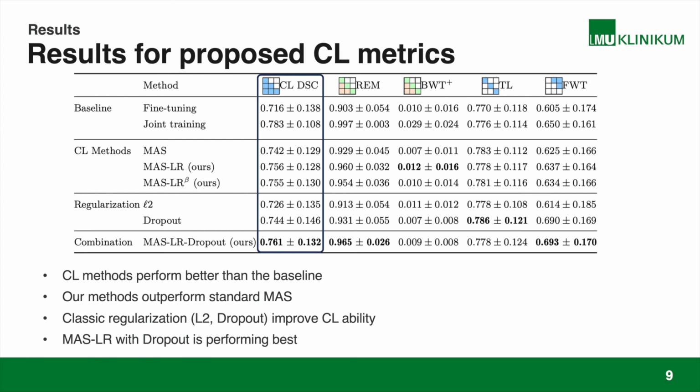In this table, we show the results of the baseline, naive fine-tuning, which can be considered a lower bound, and joint training of the network on a combined dataset, which is the upper bound for remembering and positive backward transfer. We can see that all continual learning methods outperform the fine-tuning baseline, and our proposed methods outperform standard MAS. As these continual learning methods are regularization-based, we also compare to classic regularization techniques like L2 and dropout, which we can see also improve continual learning ability. We then combined MassLR with dropout and can even observe a further improvement.